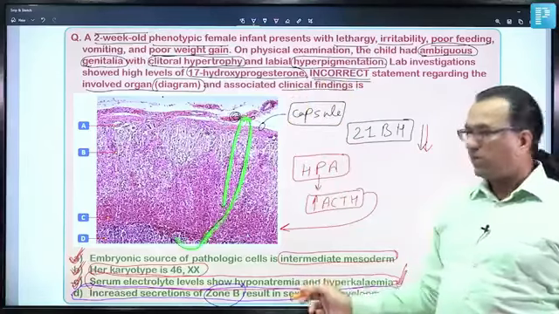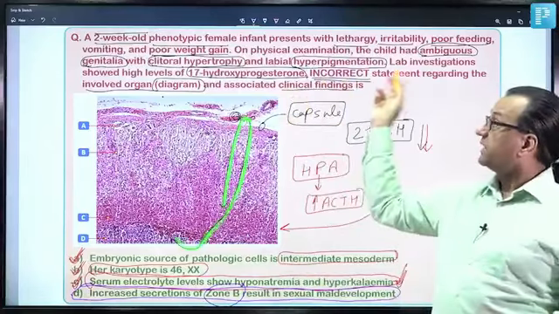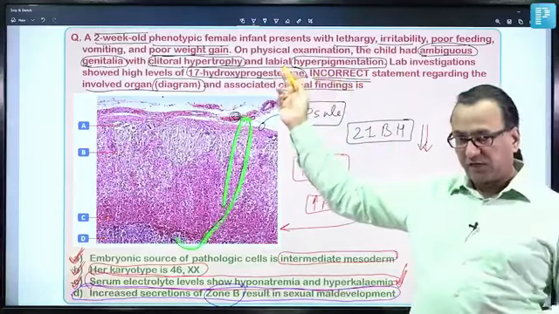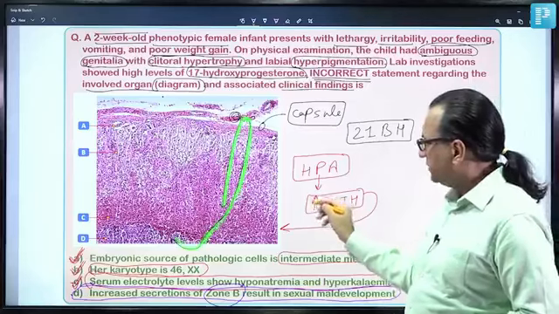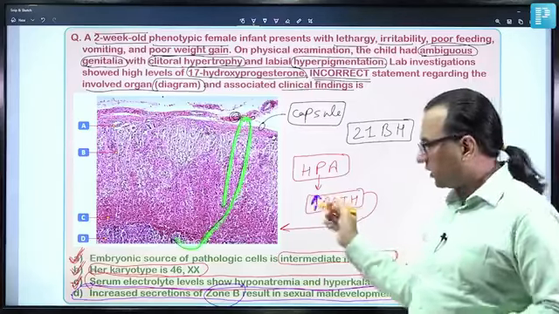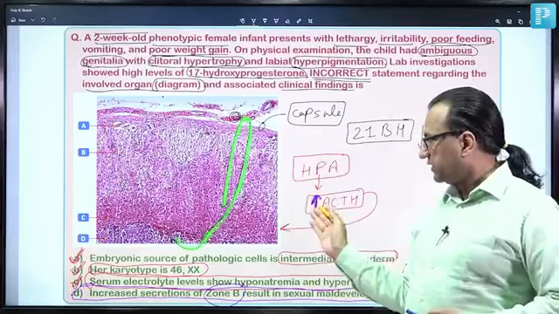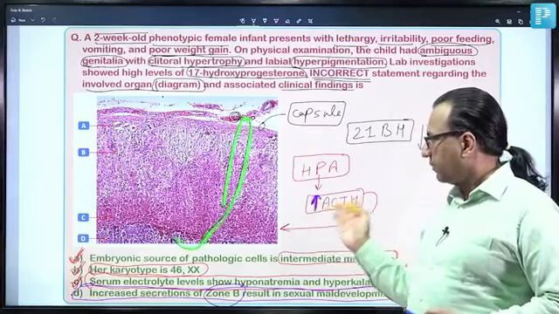By the way, why was there a hyperpigmentation in the labial region? That is due to increased levels of ACTH. As we have seen, adrenocorticotropic hormone secreted by pituitary was increased, resulting in labial hyperpigmentation.